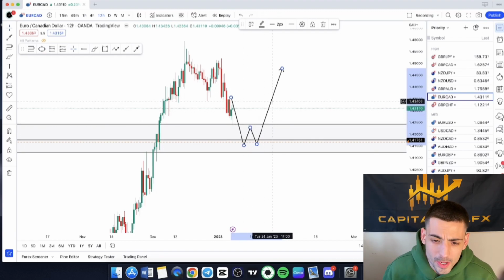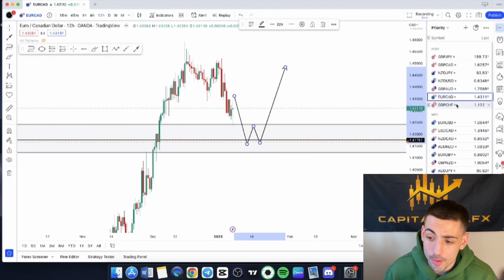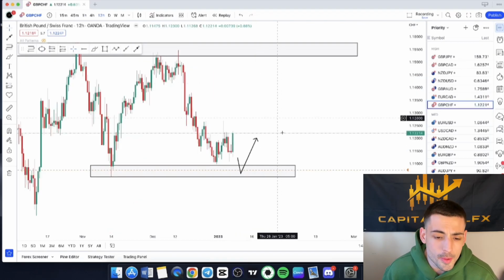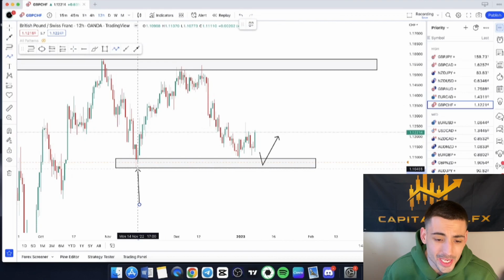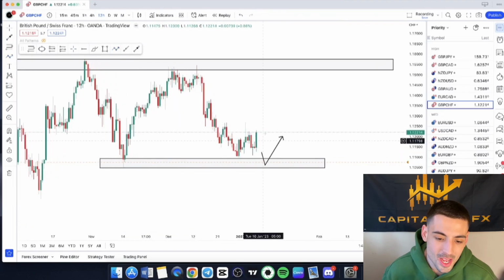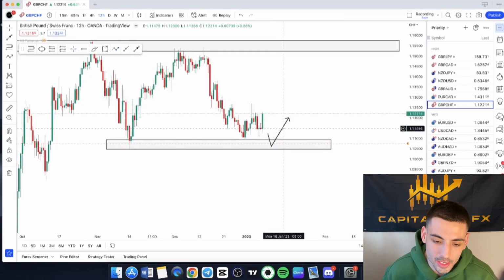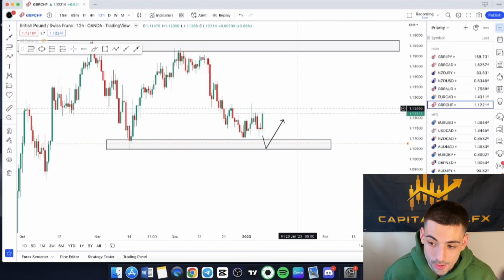So we're waiting for price to retrace back to this significant price point before looking for upside movement. GBP CHF, waiting for price to test this low right here. I've been waiting for weeks for this trading setup, but I'm just waiting for price to dig a little bit deeper into the zone before looking for potential upside movement.